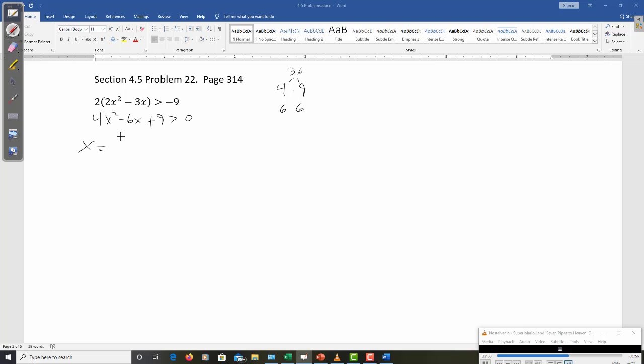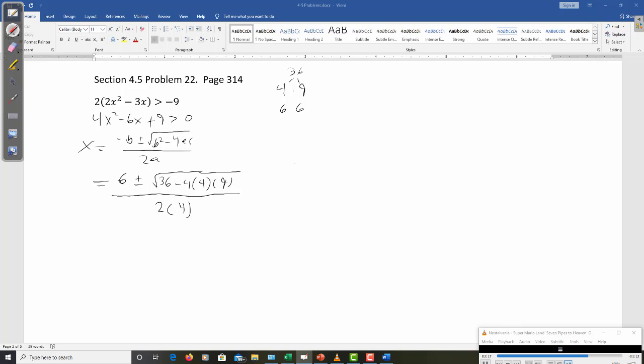Let's see, negative b. Well, I'll write the quadratic formula just in case you don't know it by now. Again, it is one of the things you should memorize in this class, but I understand not everybody is necessarily going to be up on that. So that'll be 6 plus or minus the square root of b squared, so that's 36 minus 4 times 9, over 2 times 4.